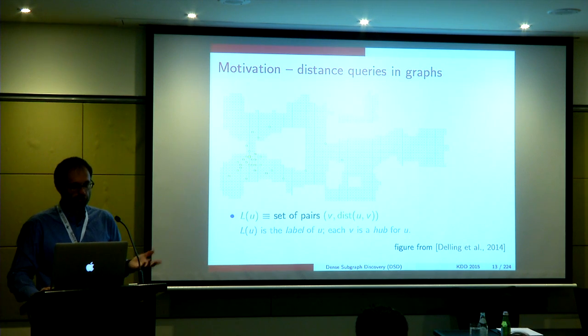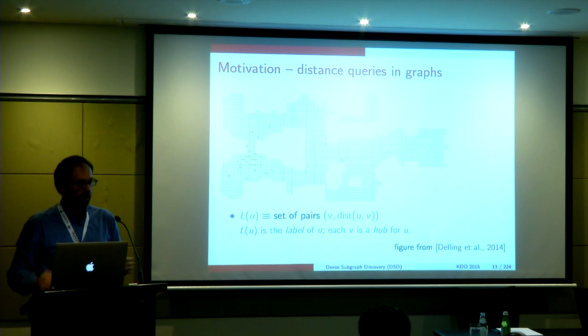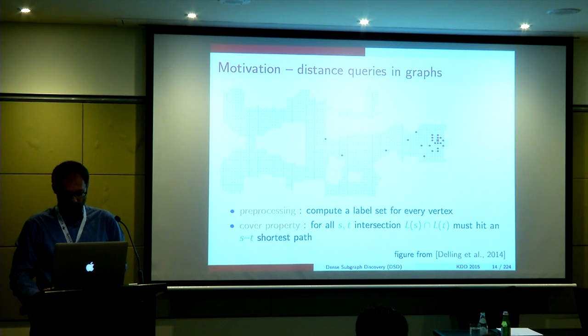So then the question is, I give two people, me and the Prime Minister of Australia, and I want to find what is the shortest path. So what do I do? This is the question.